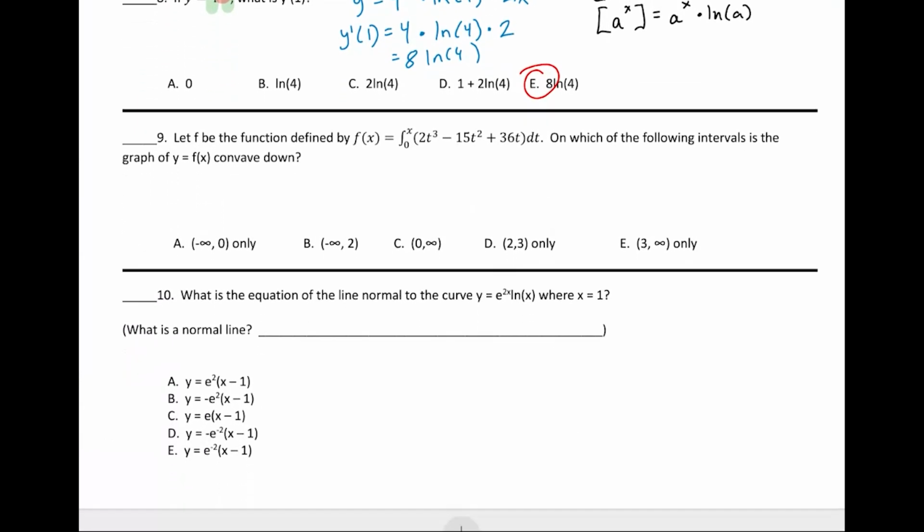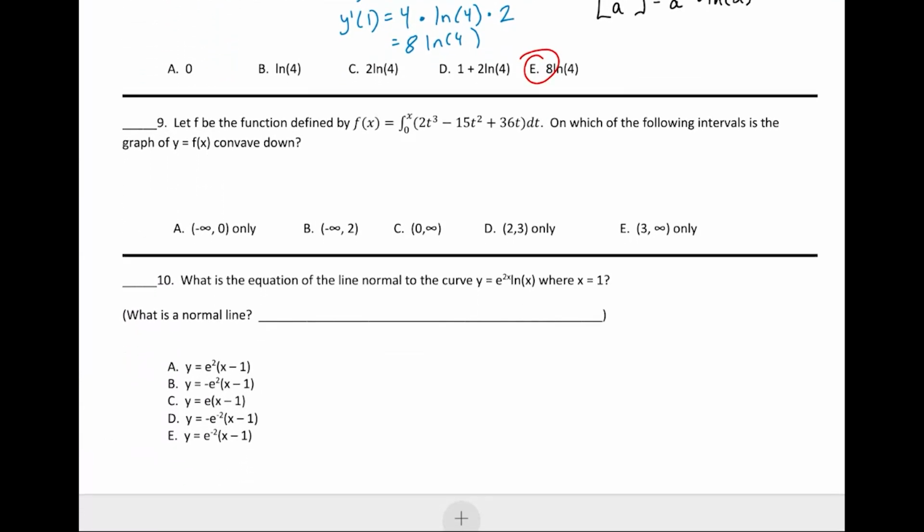Okay, number 9 says let f be a function defined as stated. So we've got an integral function where the upper limit is x. On which of the following intervals is the graph of y equals f of x concave down? I got a little typo there. So in order to be concave down, f double prime needs to be negative. And what that basically means is your graph is doing something like this. Okay, so we need to find the second derivative.